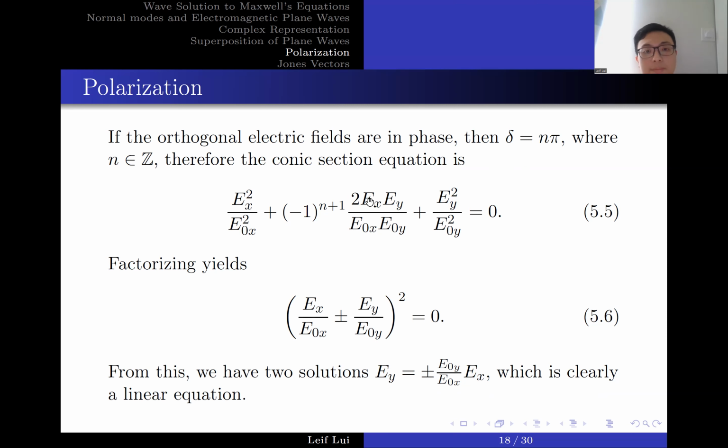This still looks very ugly, but what we can do is we can always factorize. So we factorize this, and this is essentially a quadratic, but it only has one real distinct root. So we square root both sides. This will be identical because plus or minus 0 is still 0. So what happens is we get EY is equal to plus or minus E naught Y over E naught X times EX. So this is clearly a linear equation. That's why we call it linear polarization.